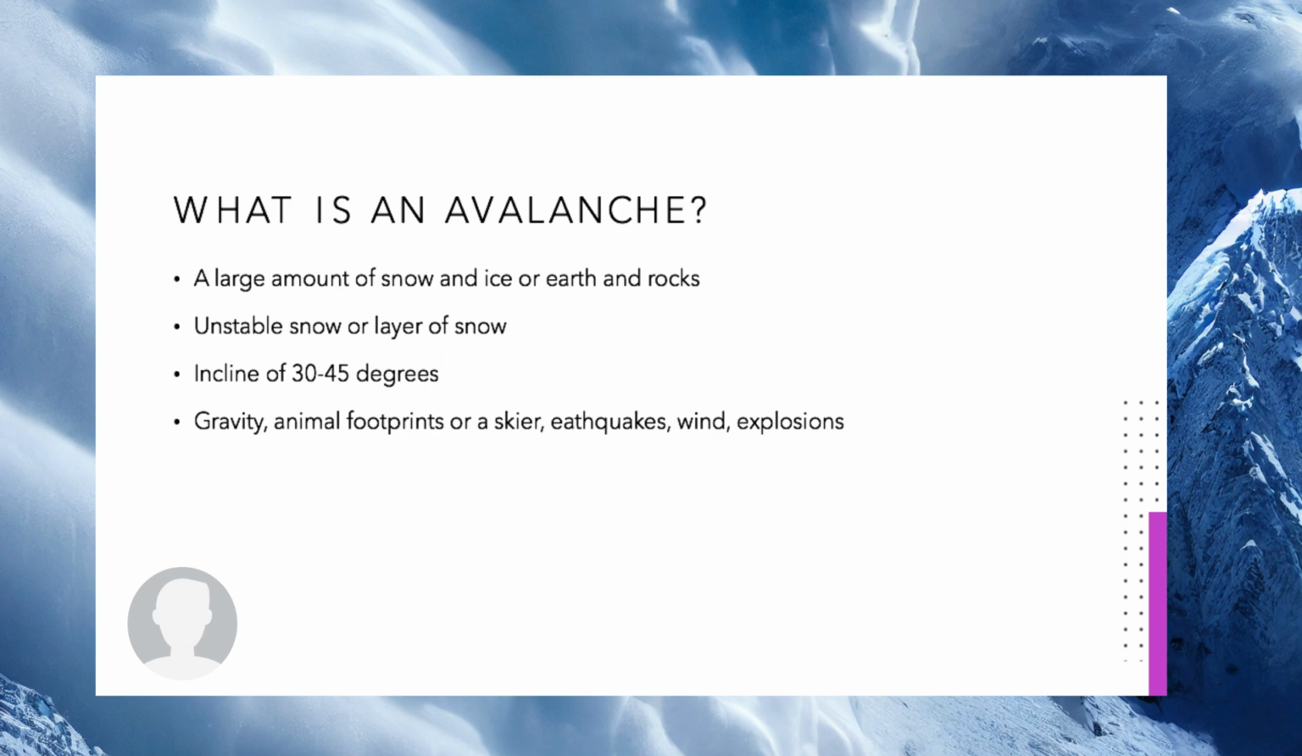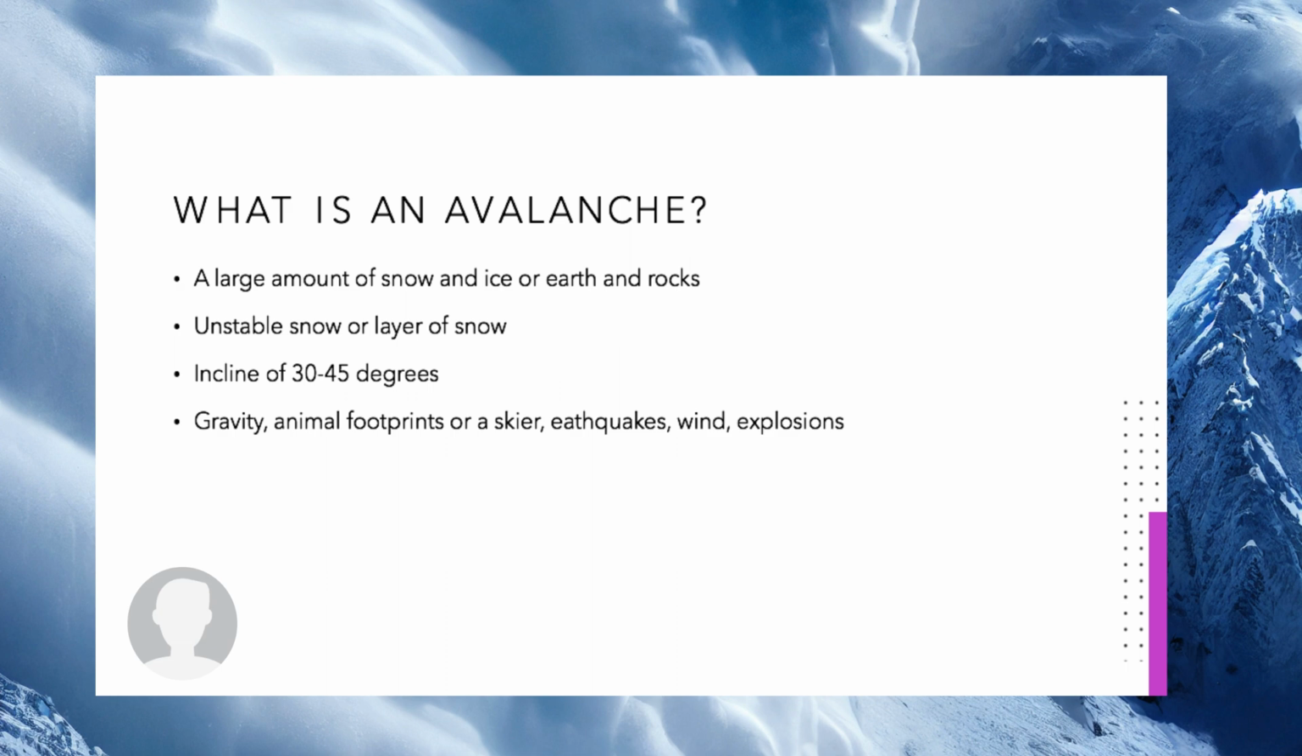So, why does it happen? Why does an avalanche occur? There are two things you absolutely need for the avalanche to go off. You need unstable snow, and you need an incline of 30 to 45 degrees. Incline means steepness, so how steep the mountain is.